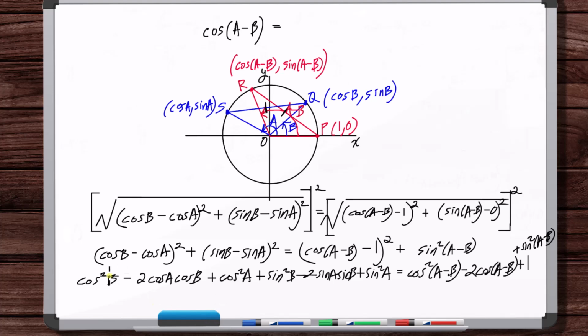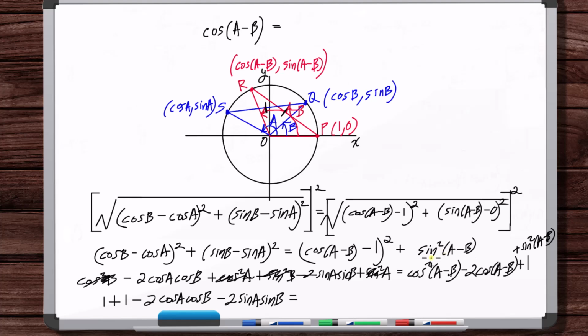So now if we look, we can see we've got cosine squared of B plus sine squared of B. That's 1, so those go away. Pythagorean identity: sine squared of theta plus cosine squared of theta is equal to 1. We've got cosine squared of A plus sine squared of A. That's also 1. Then we're left with minus 2 cosine A cosine B minus 2 sine A sine B.